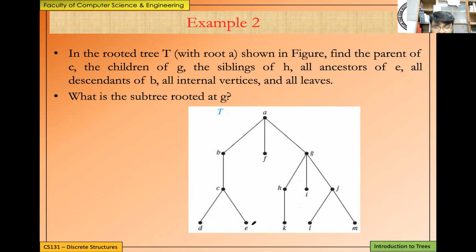All internal vertices are basically C, H, I, J, G, B, and A. So those are all the internal vertices. And sorry, I is not an internal vertex. It's basically C, H, J, G, B, and A. And all leaves: leaves are the ones that do not have any children. D, E, F, K, I, L, M. Those are all of them. What is the subtree rooted at G? The subtree rooted at G is basically this whole portion. So this is the subtree that is rooted at G.